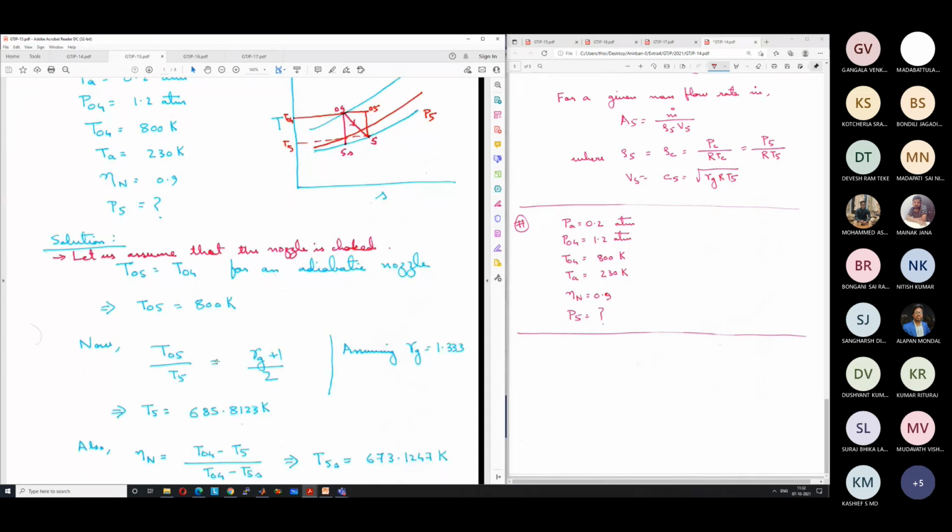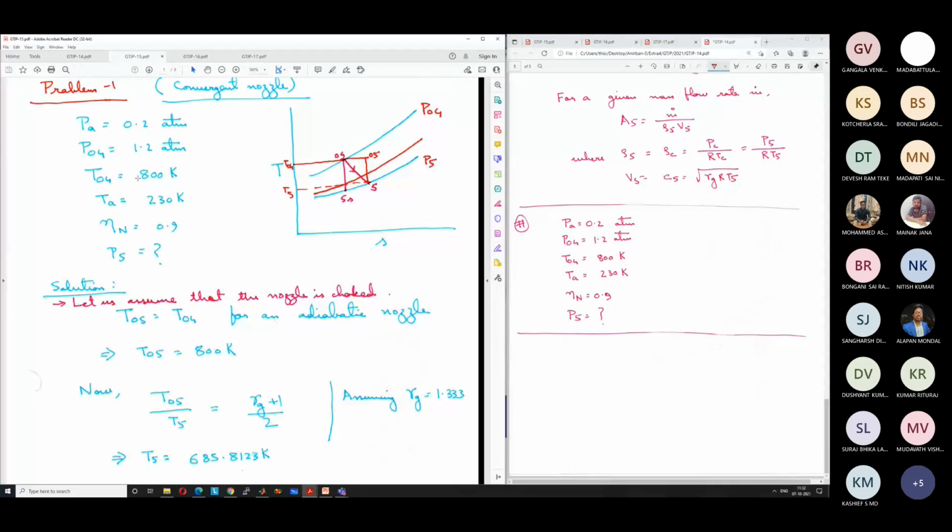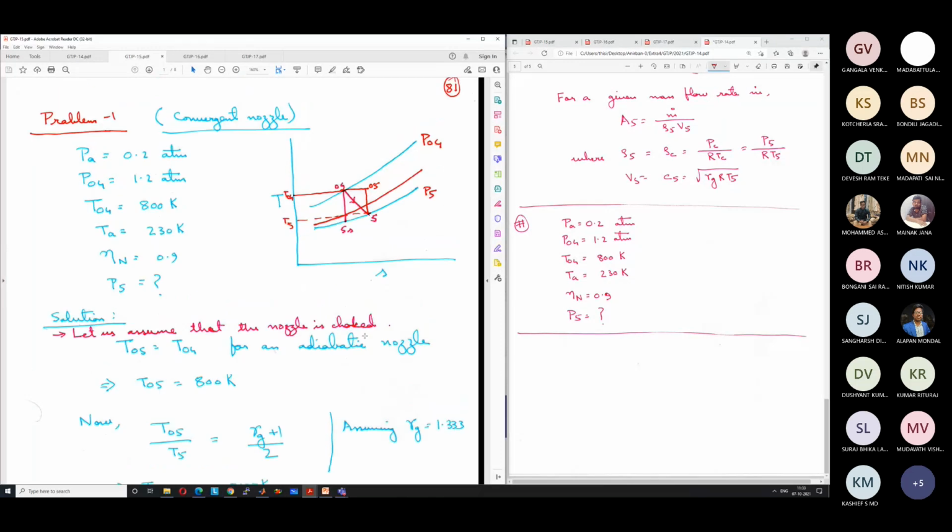Once we have found T05, we can find T5. To do this, we yet do not know whether the nozzle is choked or not. So let us assume that the nozzle is choked, and then we will see what value of P5 we obtain. So what will be our strategy here? We will assume that the nozzle is choked and we will find the value of P5. Then how will we decide finally whether the nozzle is choked or not? We have calculated a value of P5.